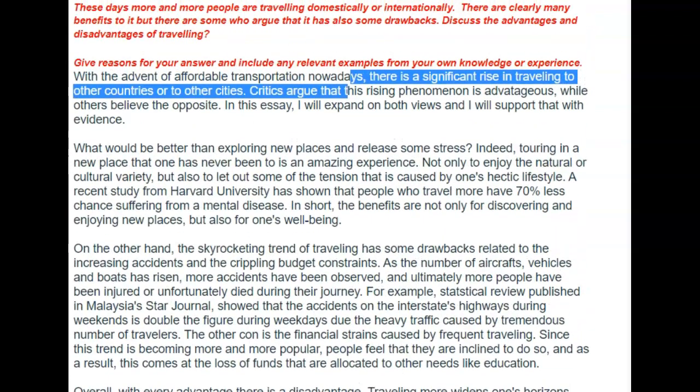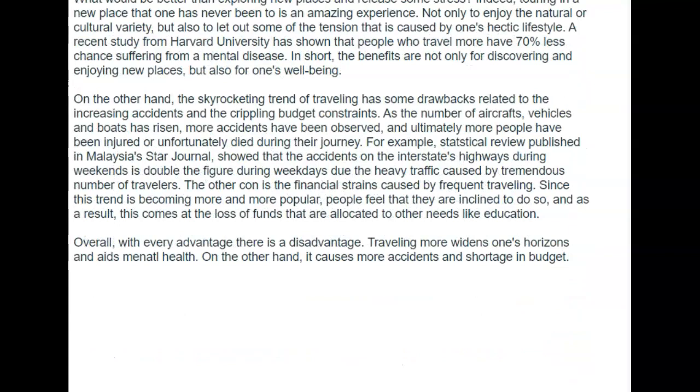Let's see. And it does say advantages and disadvantages. So like I said, I'll say it one last time, I think it needed a little bit of support there. All right, let's move on. On the other hand, the skyrocketing trend of traveling has some drawbacks related to the increasing accidents and the crippling budget constraints. Okay.